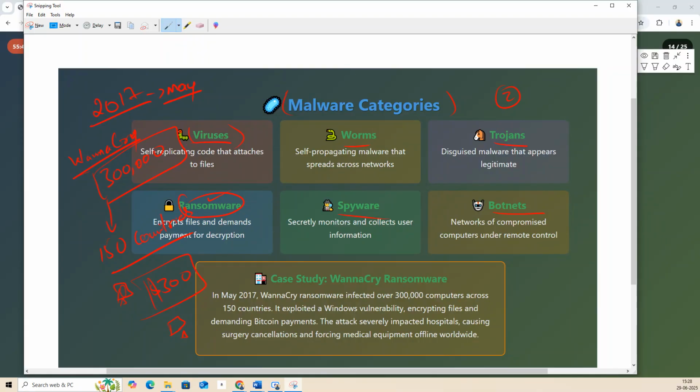Malware attacks your endpoints, but our next category targets the very infrastructure that connects your organization to the world. What is that?